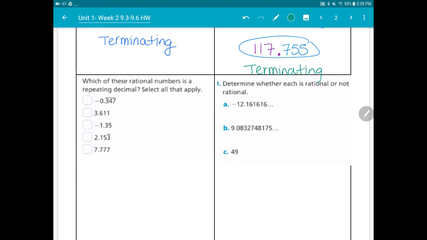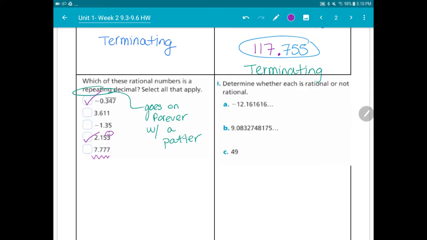Okay. Which of these rational numbers is a repeating decimal? Repeating again means it goes on forever with a pattern. So which one of these are repeating? What you should have gotten was this one and this one. Anything with that line shows us that it is repeating. If you look at this last one, it looks like it's repeating, but it doesn't have that line on top to show us that.